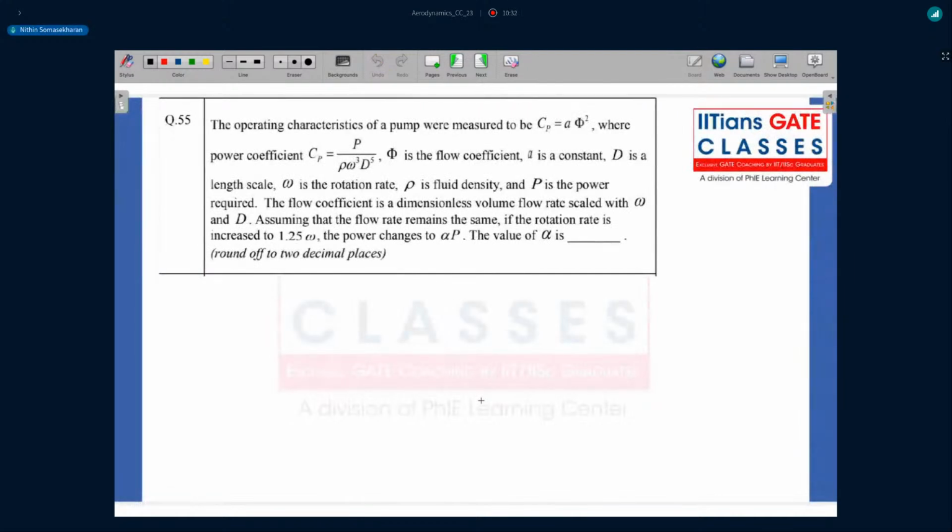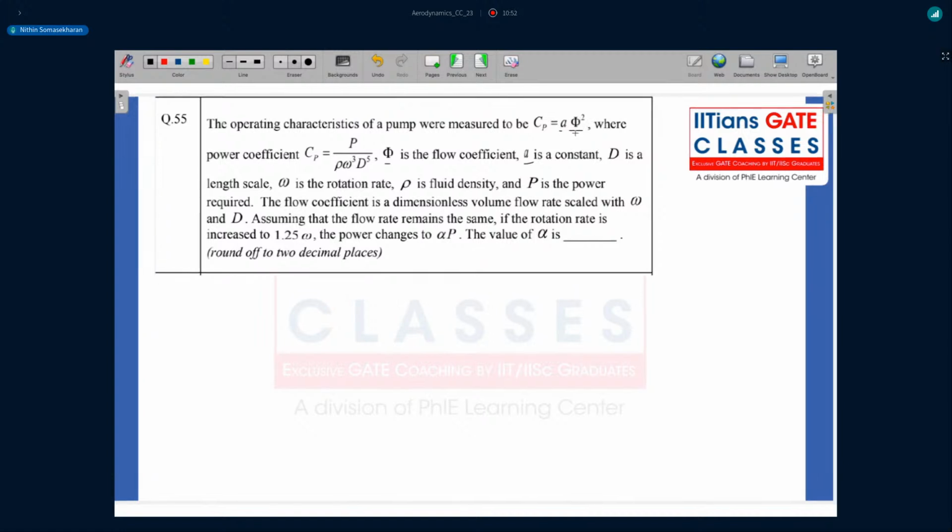Look at this problem. The operating characteristic of a pump were measured to be Cp equals A phi square, where power coefficient Cp is power divided by rho omega cube T power phi. Phi is a flow coefficient. A is a constant. Okay, so phi is definitely a non-dimensional number because Cp is also non-dimensional, right? Because Cp is nothing but the power non-dimensionalized with some quantity. T is a length scale, omega is a rotation rate, rho is the fluid density, and P is the power required. All right. The flow coefficient is a dimensionless volume flow rate scaled with omega and T.